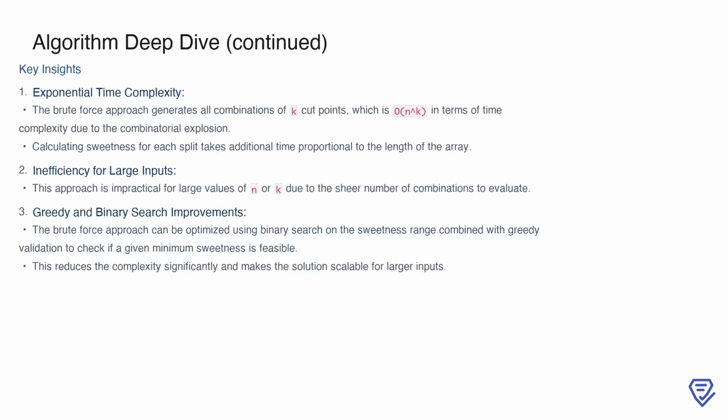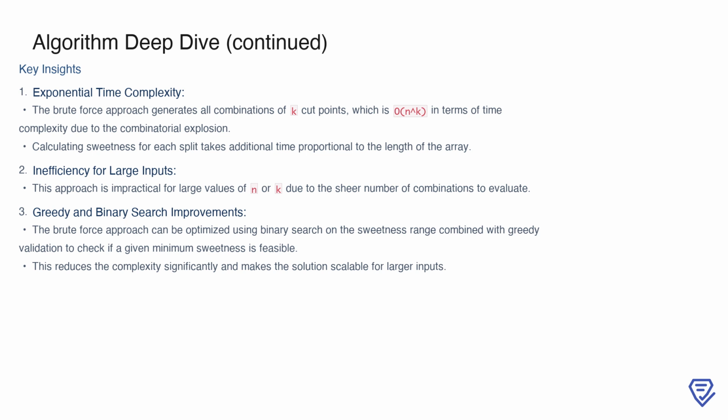The brute force method, while conceptually simple, suffers from exponential time complexity. Generating all combinations of k cut points results in a combinatorial explosion, with a time complexity of O(n^k). Additionally, for every combination, calculating the sweetness of the resulting subarrays adds an extra layer of complexity proportional to the array's length. This means that the total time complexity becomes O(n^k * n), which is extremely inefficient for large inputs. The impracticality of this approach for large values of n or k highlights the need for optimization.